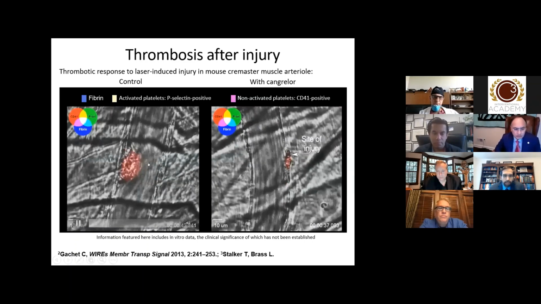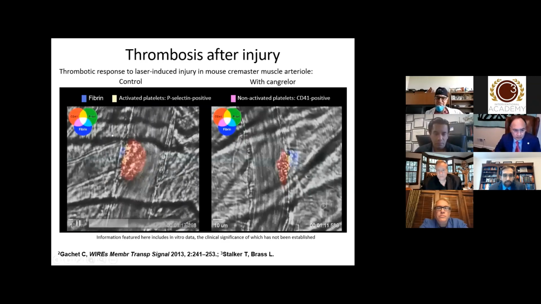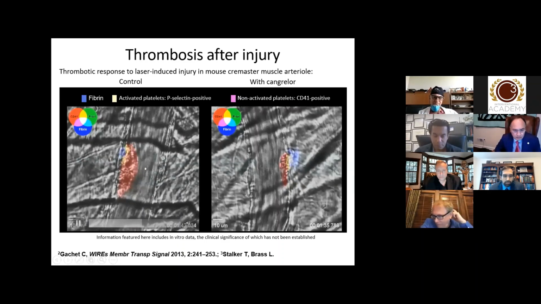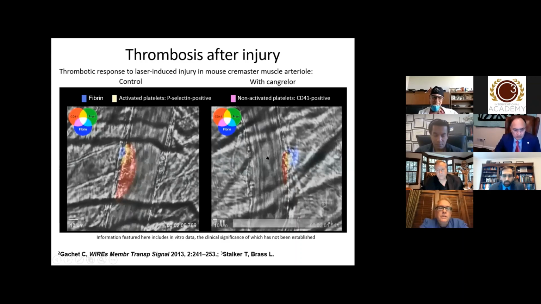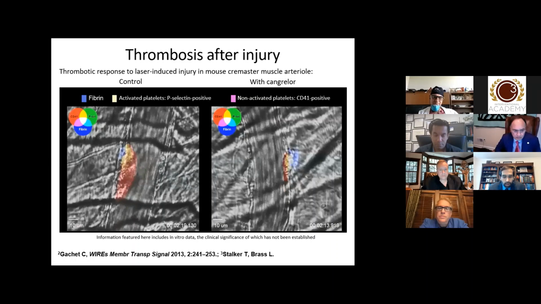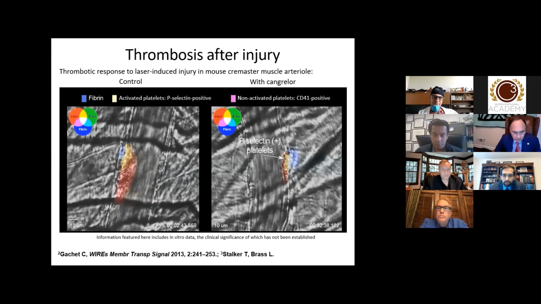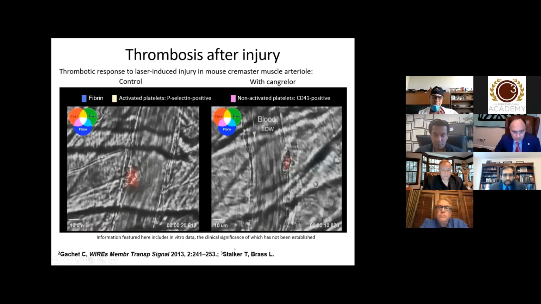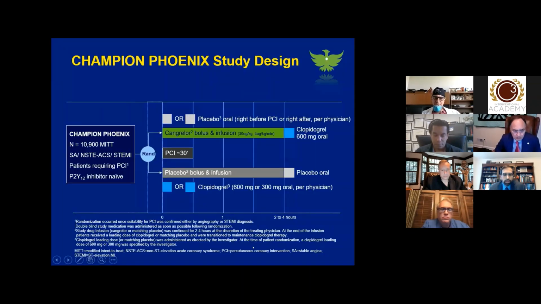And since a picture can sometimes be worth 1,000 words, on the left-hand panel here, you can see a thrombus forming. This is a mouse cremaster muscle. I'm not sure who actually is doing that type of research, but at any rate, on the left-hand panel you see a thrombus that's forming in the mouse cremaster muscle arteriole without anything on board. On the right-hand panel, with cangrelor on board, there's still a little bit of thrombus forming at the site of endothelial injury, probably a good thing. You don't want people bleeding out. But on the other hand, it's not an occlusive thrombus forming. So the properties of cangrelor shown here in an animal model certainly seem to be favorable.